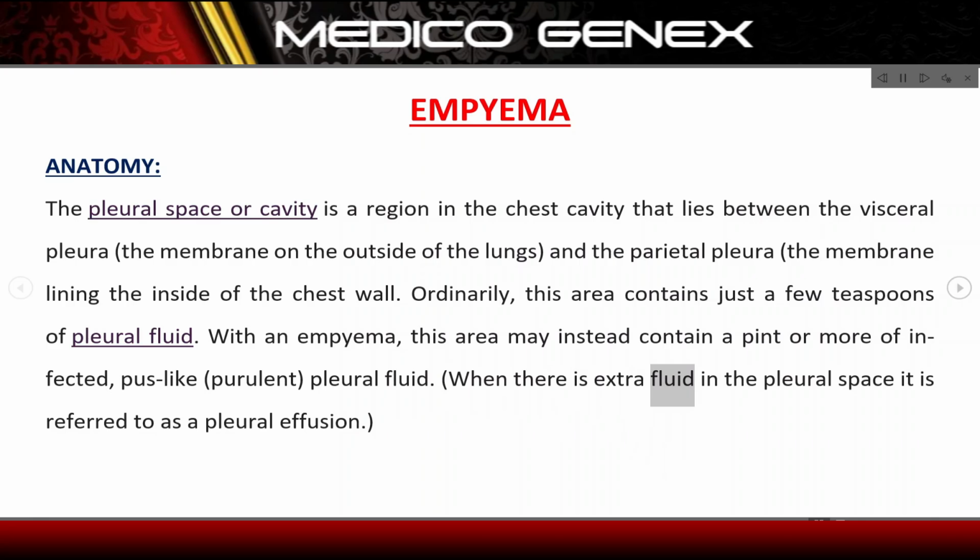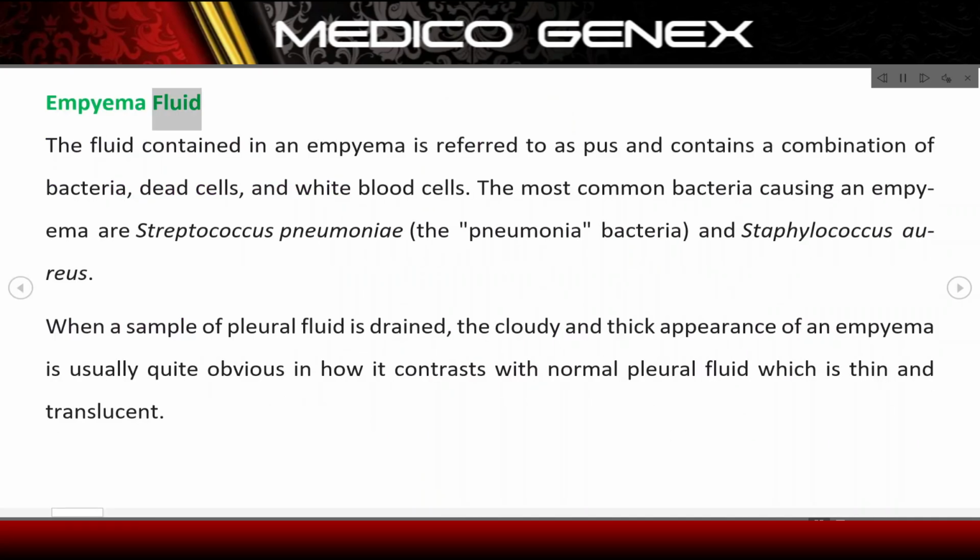When there is extra fluid in the pleural space, it is referred to as a pleural effusion. Empyema fluid. The fluid contained in an empyema is referred to as pus and contains a combination of bacteria, dead cells, and white blood cells. The most common bacteria causing an empyema are Streptococcus pneumoniae, the pneumonia bacteria, and Staphylococcus aureus. When a sample of pleural fluid is drained, the cloudy and thick appearance of an empyema is usually quite obvious in how it contrasts with normal pleural fluid, which is thin and translucent.